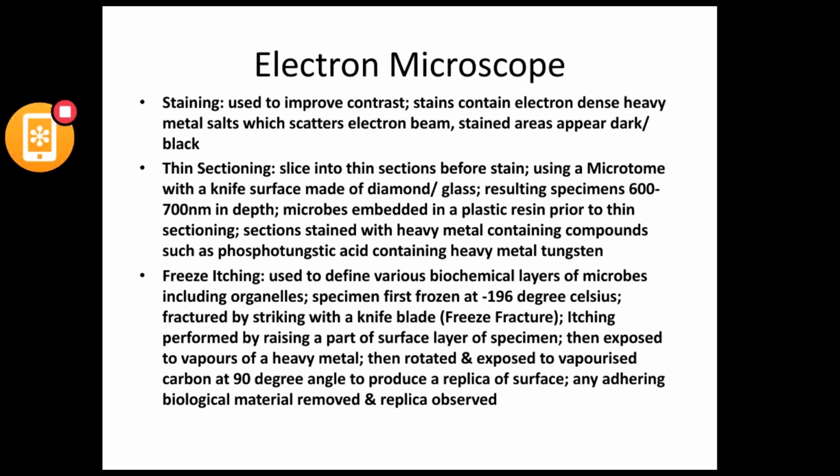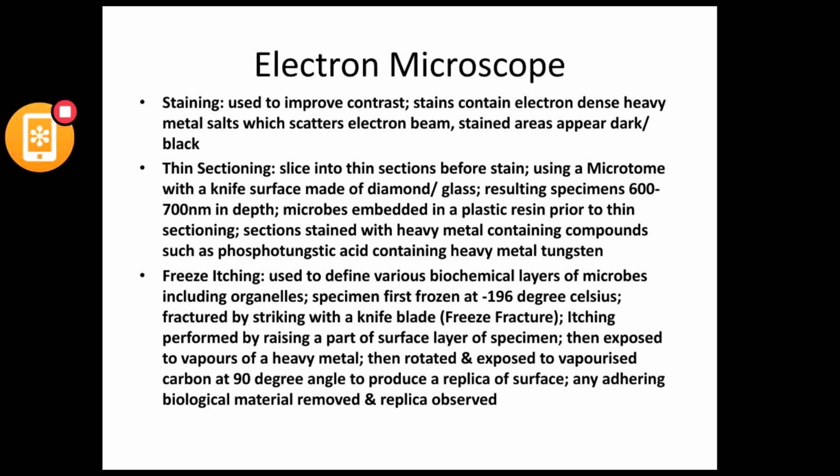Yeah. Thank you. So these are the various steps in the sample preparation for an electron microscope. You have a step called staining. You have thin sectioning. Then you have freeze drying. So we will start with thin sectioning. First step is thin sectioning.